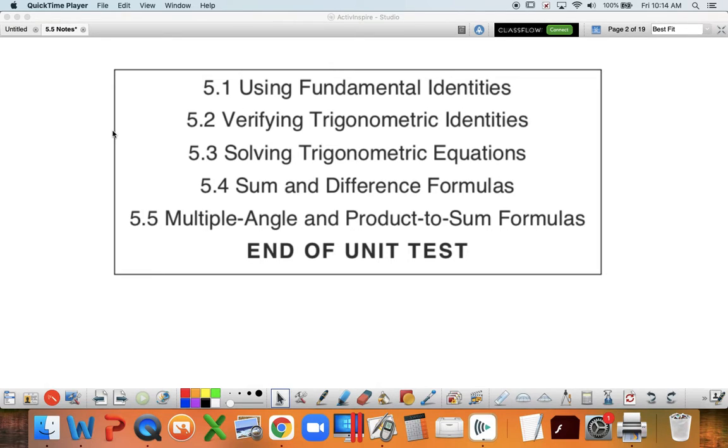This is trigonometry, section 5.5, where we're going to be working with some new formulas. In fact, quite a bit of new formulas. We'll probably do one or two examples from each of the sections of new formulas.